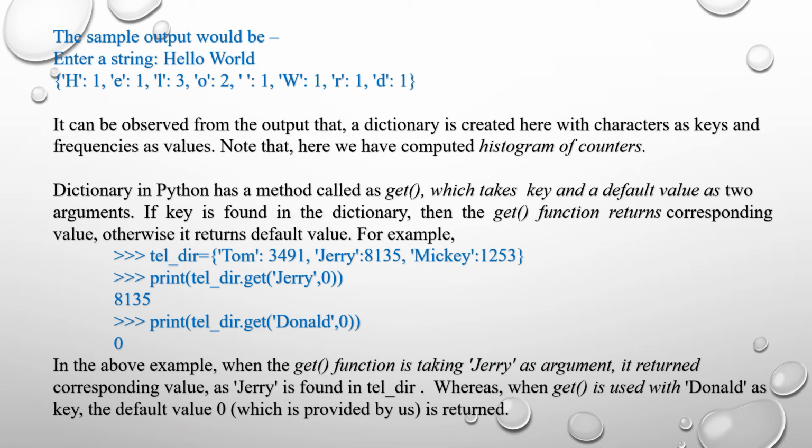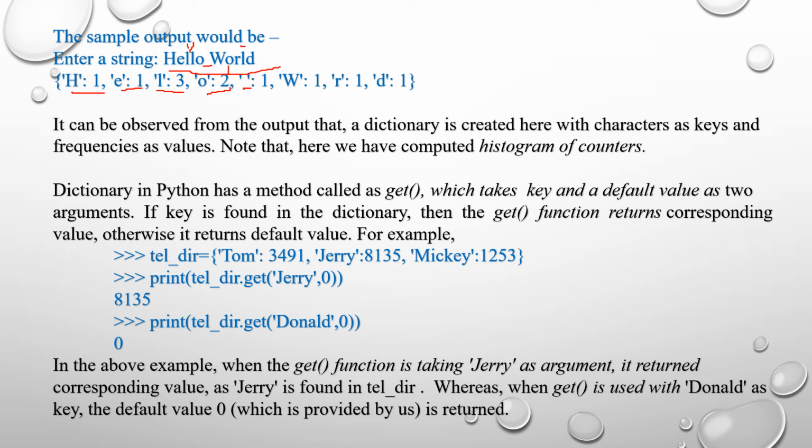So for example, let's consider one sample output. Enter a string: hello world. Here H is uppercase, ELLO is lowercase, after the space, and again W is uppercase, ORLD are lowercase. So the number of occurrences: H is 1, E is 1, L is 3, so here this is the first occurrence, and this is the second occurrence, and this is the third occurrence. O occurs 2 times, this is the first occurrence, and this is the second occurrence.